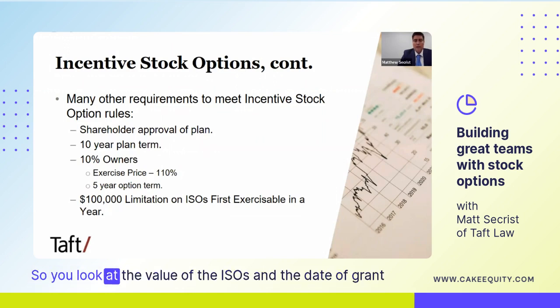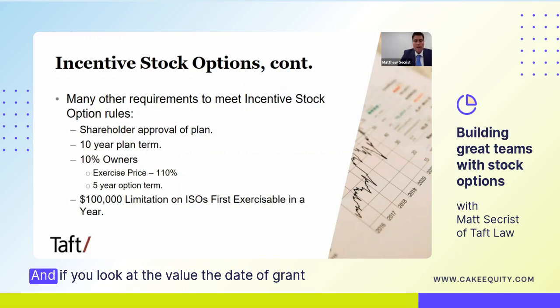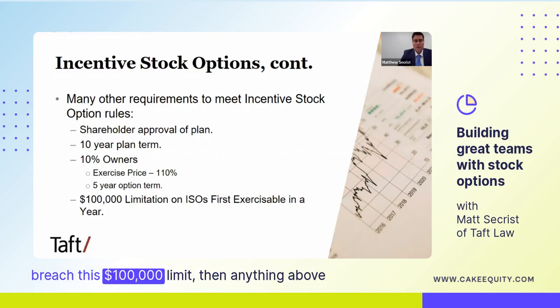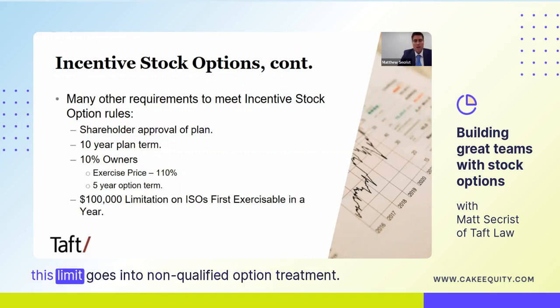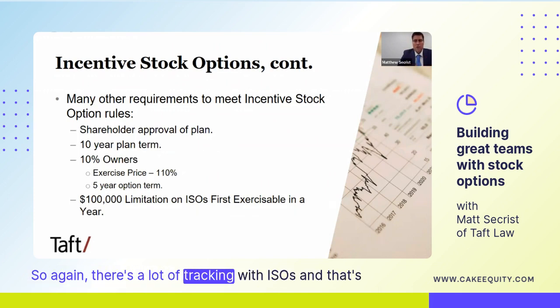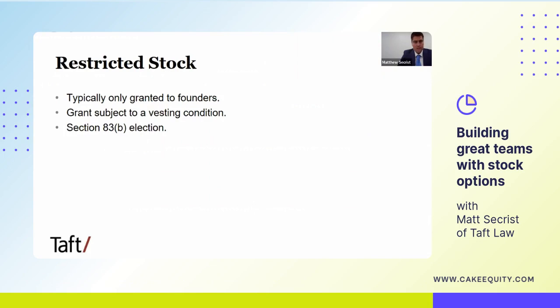So you look at the value of the ISOs on the date of grant and when they become first exercisable. If you breach this $100,000 limit, then anything above this limit goes into non-qualified option treatment. You lose the ISO treatment for anything above the $100,000. So again, there's a lot of tracking with ISOs, and that's why I think more startups grant NSOs versus ISOs.